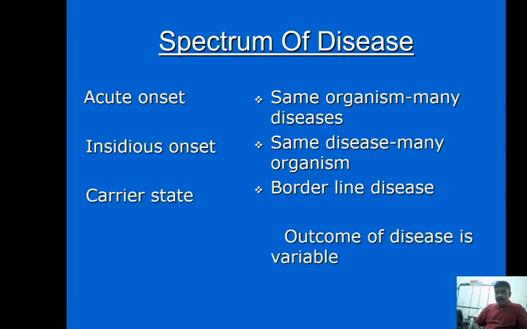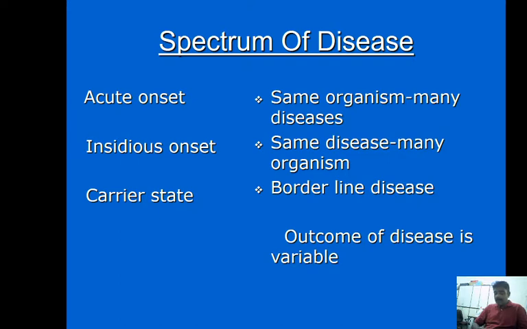When you talk about the spectrum of disease, they are either acute in onset, insidious in onset, or there is a carrier. Acute onset is like, for example, acute respiratory infection. There's an acute flu-like symptom. There's an acute onset. So you'll have a running nose, sore throat, fever, chills, and then it might lead to certain complications.